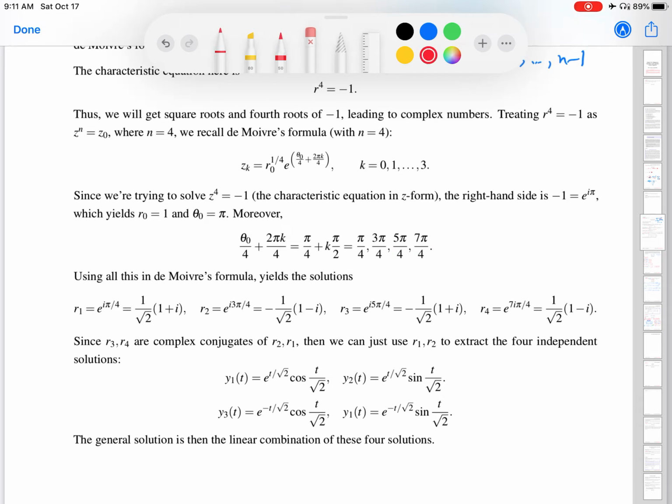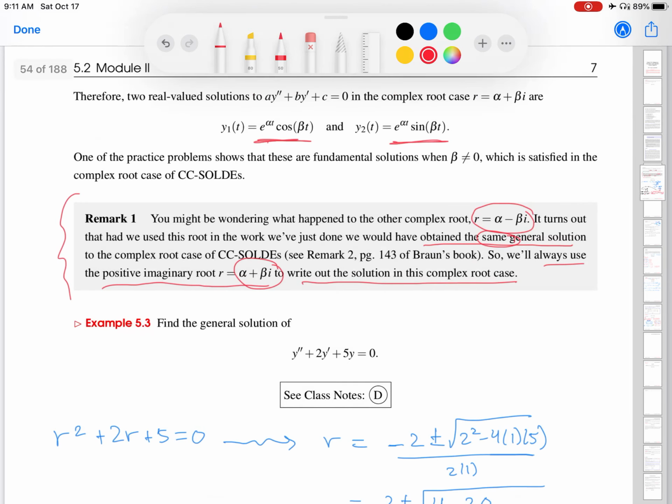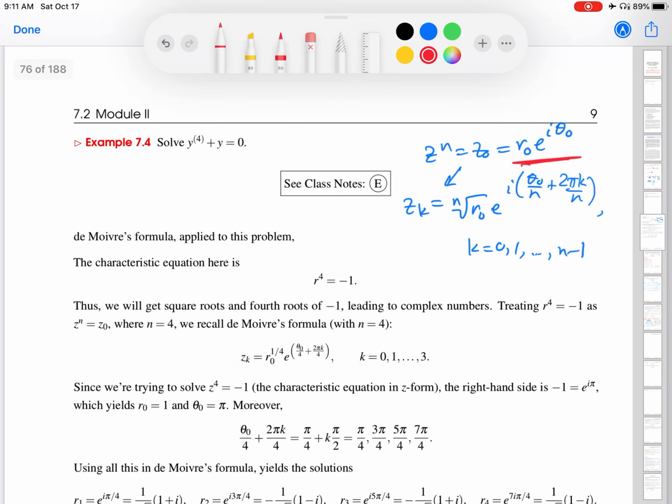And then again, using Euler's formula, oops, that is not what I wanted to do. So bear with me.